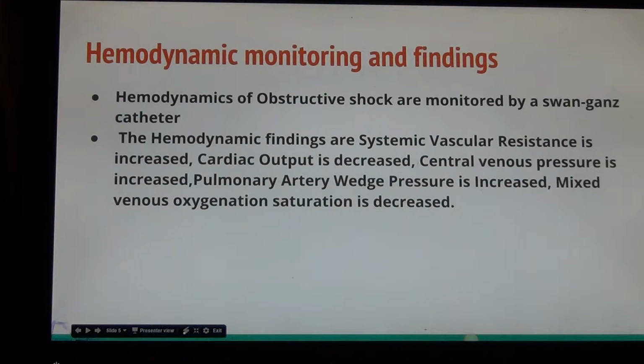Hemodynamic monitoring and findings. The hemodynamics of obstructive shock are monitored by Swan-Ganz catheter. The hemodynamic findings are: systemic vascular resistance is increased, the cardiac output is decreased, the central venous pressure is increased, and pulmonary artery wedge pressure is increased. Mixed venous oxygenation saturation is decreased.